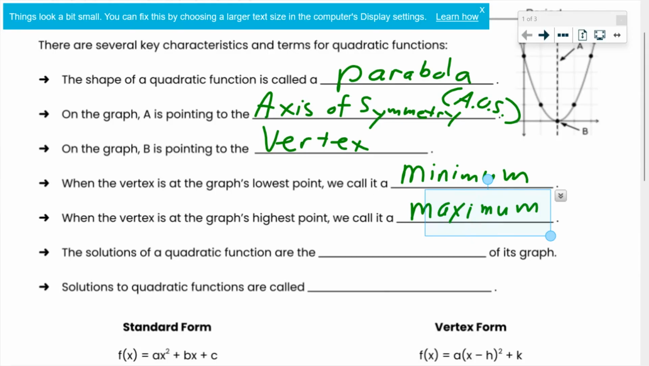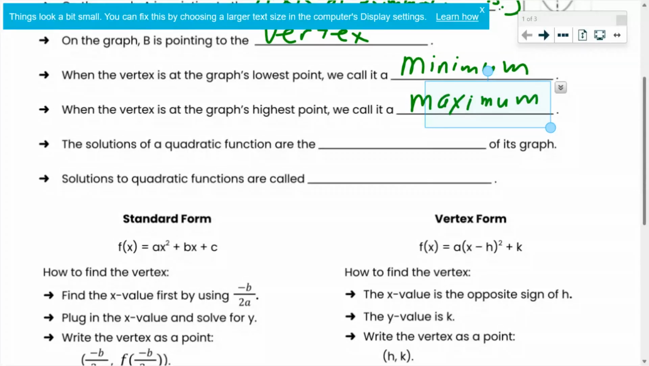The solutions of a quadratic function are basically the x-intercepts of its graph. Wherever the graph hits the x-axis, that's where the solutions are. Okay? Solutions to a quadratic function are called zeros or roots. There's actually eventually a list of 5 different terms that we will learn all refer to the same thing. But for now, the solutions are referred to as zeros or roots.